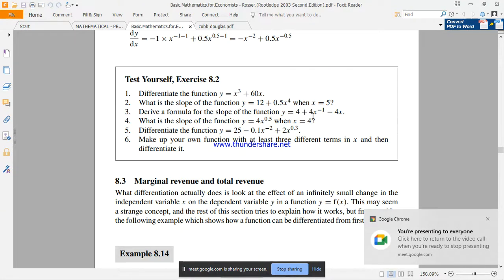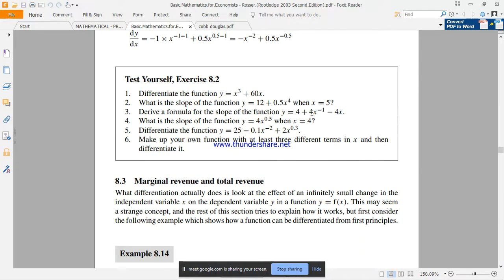In case you're wondering what Sandra has done, she has just multiplied the negative 1 times 4 to give a negative 4. Then x, we're going to keep it constant. Then negative 1 minus 1 is negative 2. So that is how she came up with the negative 4x raised to the power negative 2. Then minus 4, we know that when we differentiate this, it will just be 4. So the answer is negative 4x to the power negative 2 minus 4. So that is how we find the formula for the slope of the function.